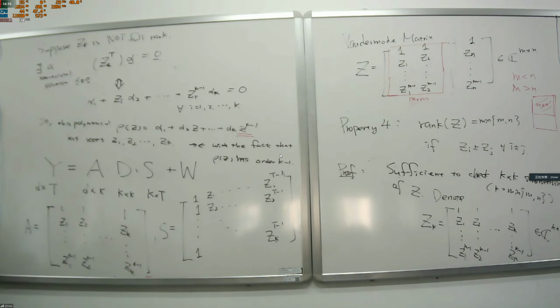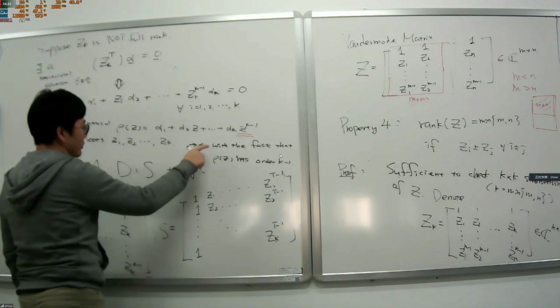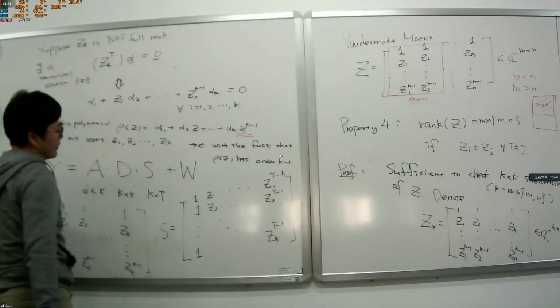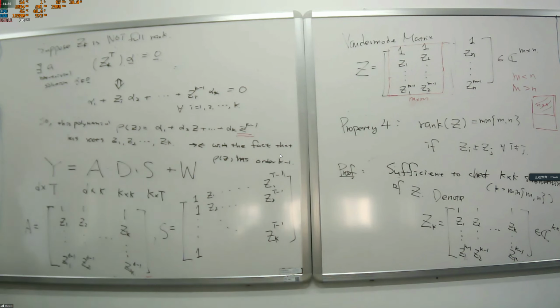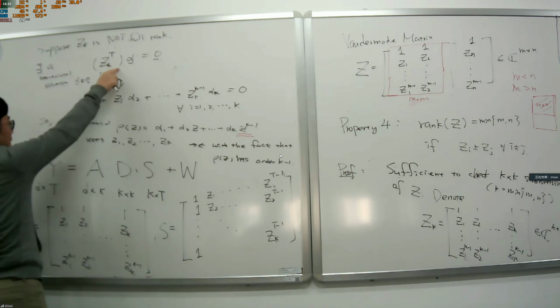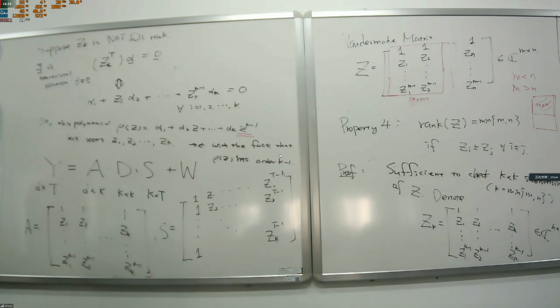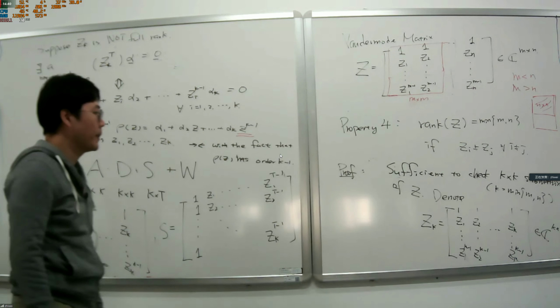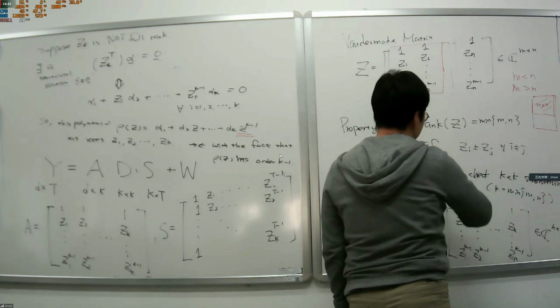It's a polynomial of order only k minus 1, so it's impossible to have k different roots. So that's a contradiction, which means this cannot hold except when alpha is 0. So which means Z_k is full rank. Okay, so then we prove that this is true.